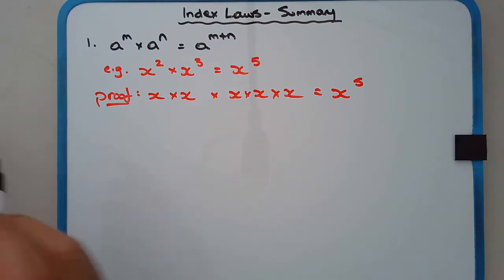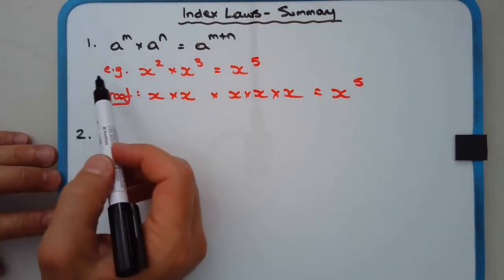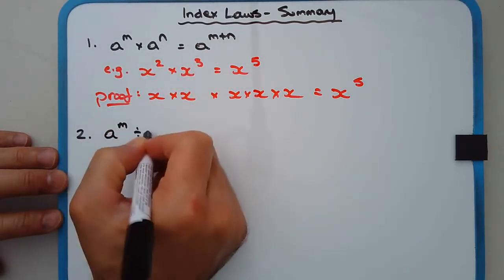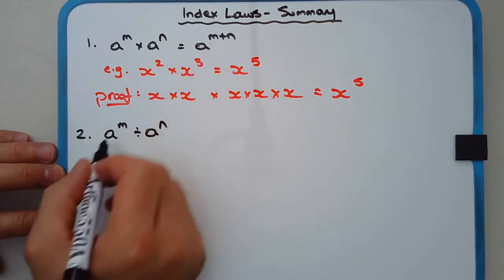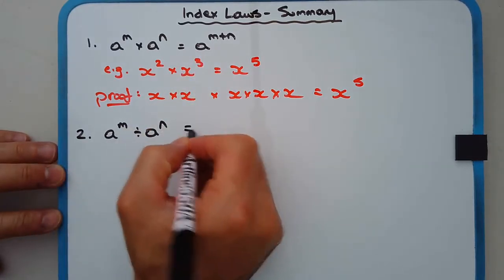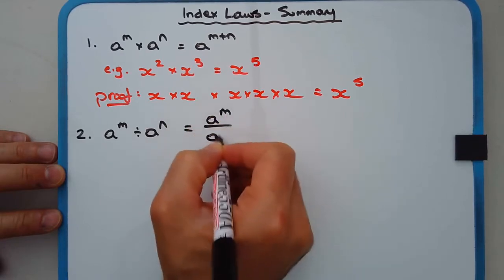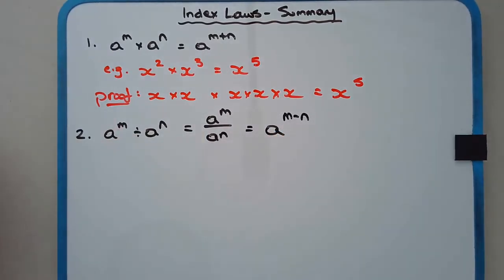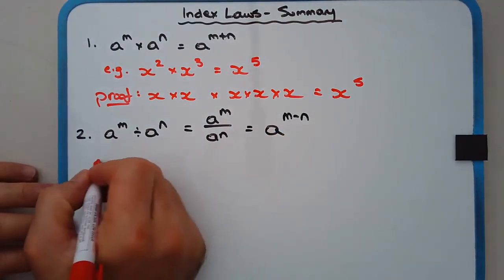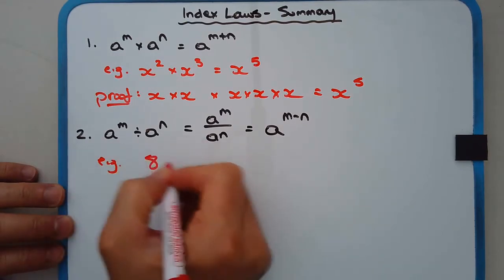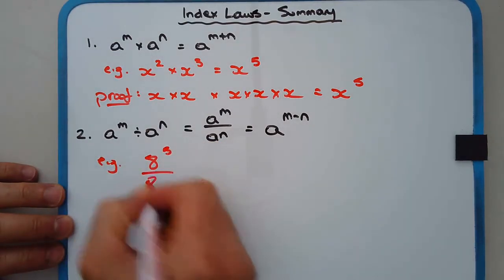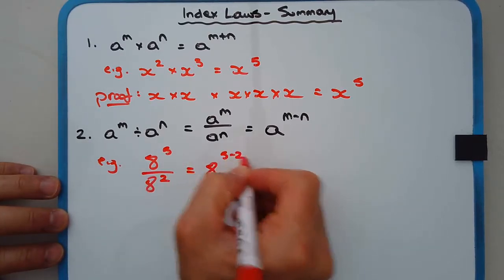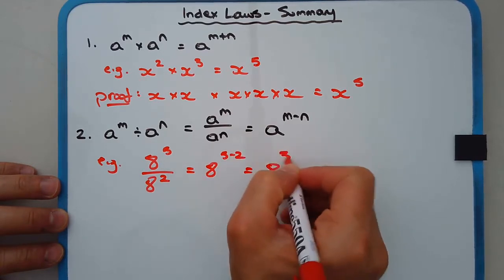Index law number 2 is very similar to index law number 1. When you're multiplying two terms with the same base, you add the indices. When we're dividing two terms with the same base, we subtract the indices. So a to the m divided by a to the n, which is really just a to the m over a to the n, is a to the m minus n. We can look at an example of that. For example, 8 to the power of 5 over 8 squared is just 8 to the power of 5 minus 2, which is 8 cubed.